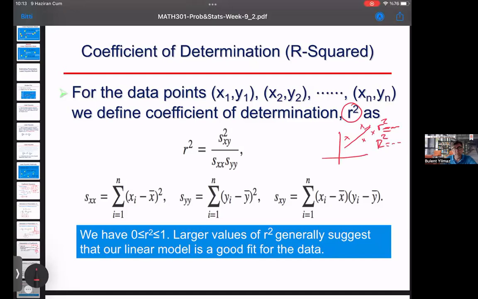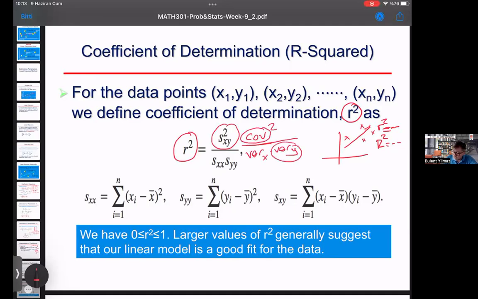What does r squared mean? R squared is a value which shows how well my prediction is with respect to the data. You can see how I determine the r squared coefficient. This is covariance squared divided by variance of x times variance of y, which is something that you found earlier. You know how to calculate variance and covariances.